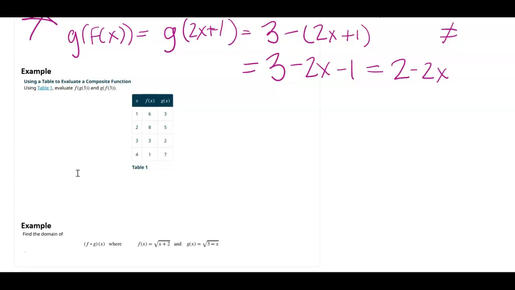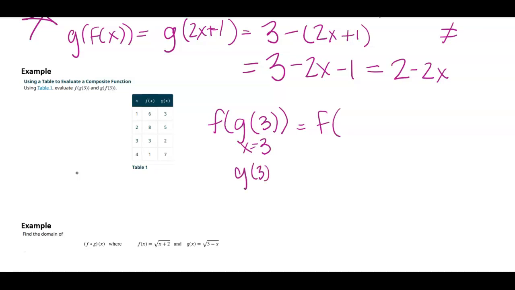All right, let's look at another example where we're looking at a table and make sure that we understand how this would go. So if I wanted to find f of g of 3, well, that means that x is equal to 3. And so I'm trying to find f of, what is g of 3? g of 3, it looks like, is 2. So then I'm going to plug that in. I want to find f of 2. So f of 2 gives me 8.